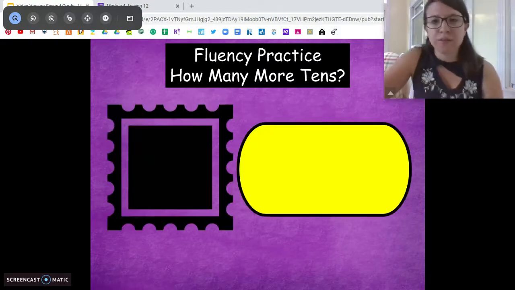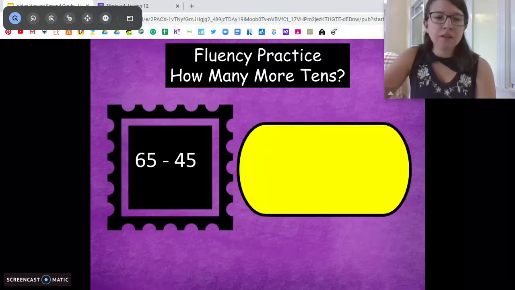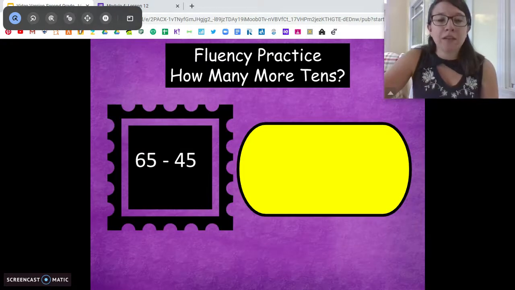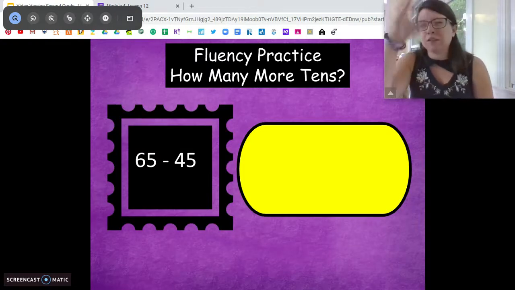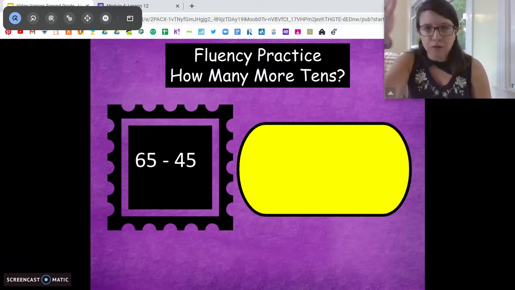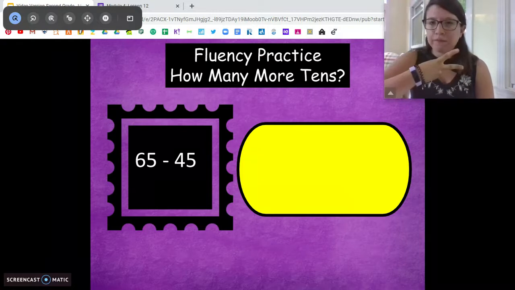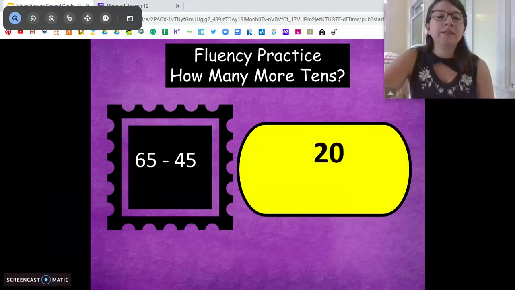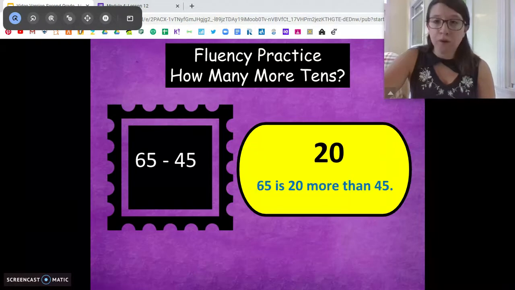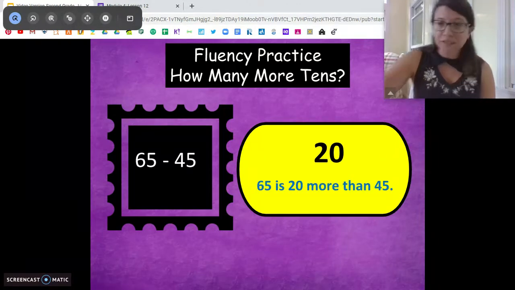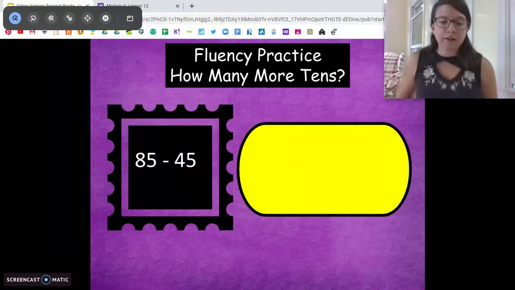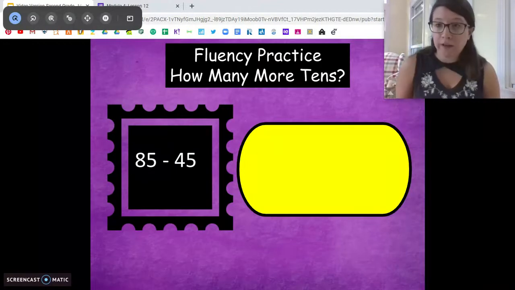Let's do this first one together, and then I'm going to have you try the rest. So 65 minus 45. What I'm thinking is the ones are the same. So I'm going to relate 6 tens and 4 tens, 60 and 40: 40, 50, 60. So that's the difference of 2 tens or 20. So I would say 65 is 20 more than 45. Easy enough, right? All right, you try this one. 85 minus 45.